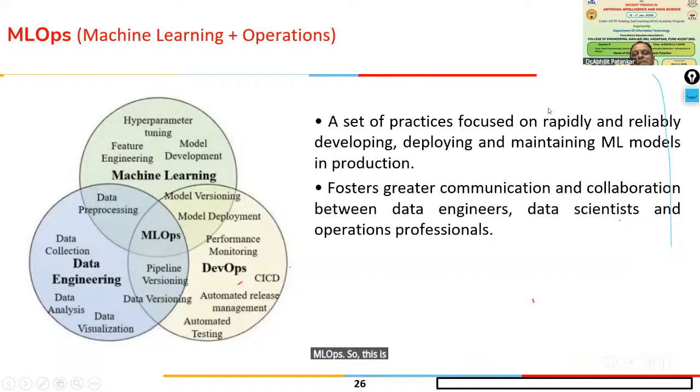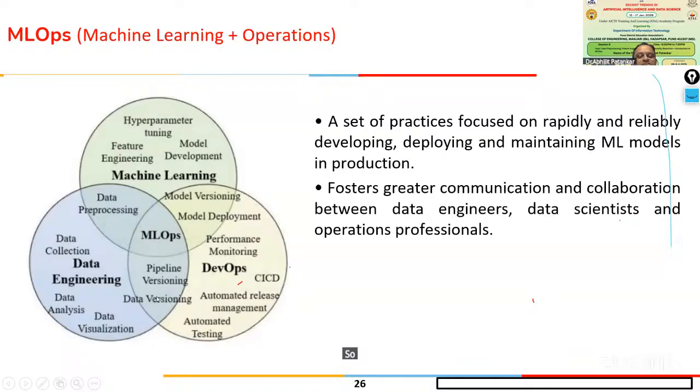So this is the central place. You are able to see ML ops. How are they at the central place? It is nothing but machine learning and operation. So what is machine learning? Here, feature engineering and model development, all of this is machine learning. Then this is DevOps: automated release management, automated testing, performance monitoring, model versioning, all of this you call DevOps. And data engineering, data collection, data analysis. So it is a combination of ML, data, and DevOps.